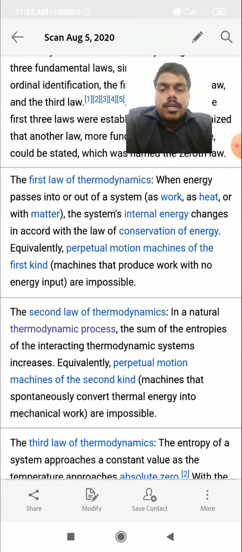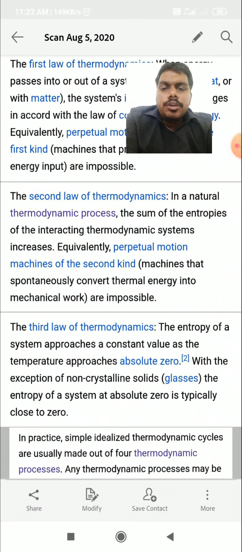Now we will look at the second law of thermodynamics. In a natural thermodynamic process, the sum of entropies of interacting thermal systems increases. Entropy, in short, is a kind of heat. This denotes the second law. Equivalently, perpetual motion machines of the second kind, machines that spontaneously convert thermal energy into mechanical work, are impossible. So this is the second law.